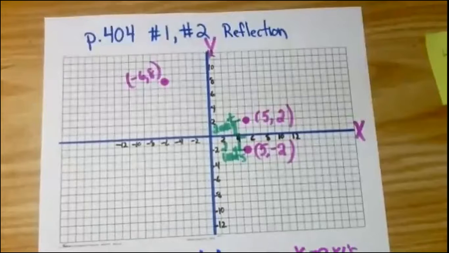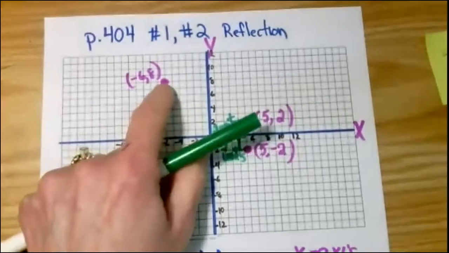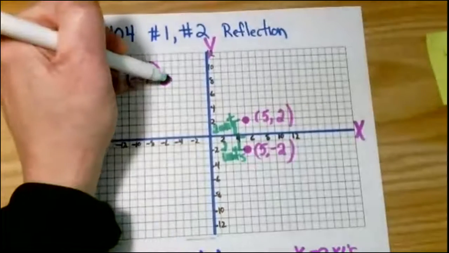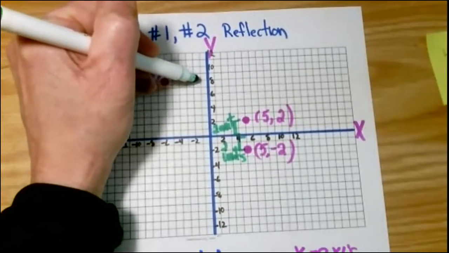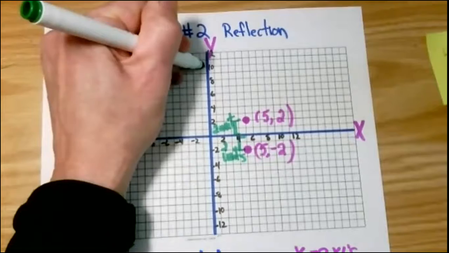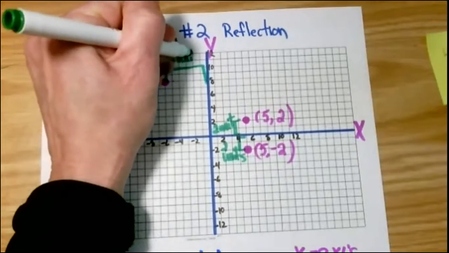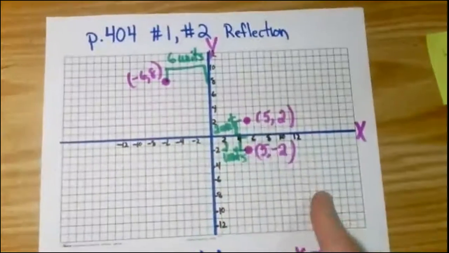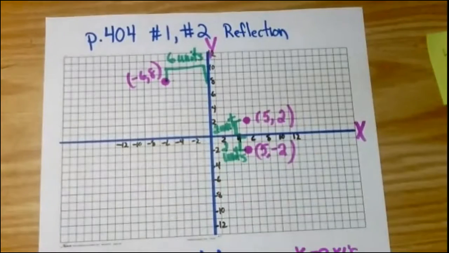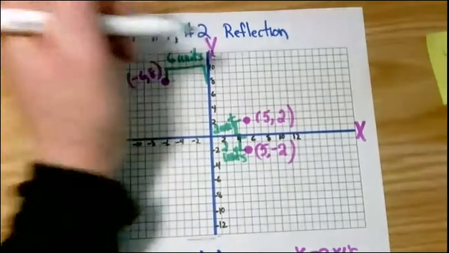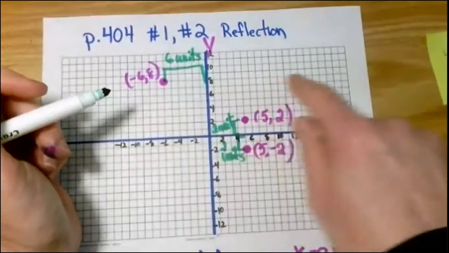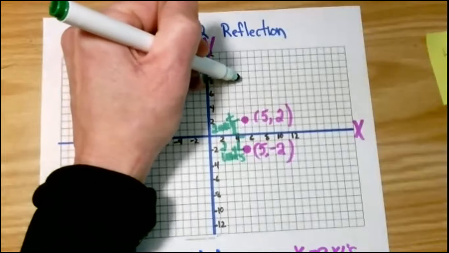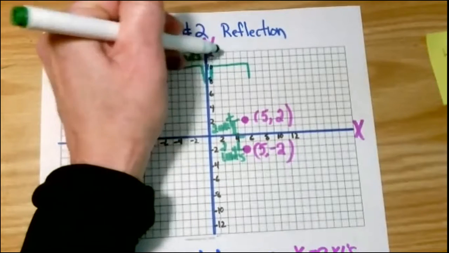So we have to count units. How many units are we from here to the y-axis? Well, let's count. 1, 2, 3, 4, 5, 6. We are 6 units from the y-axis. So we know that our point on the other side has to be how many units from the y-axis? Exactly, 6 units. It's going to stay on the same line. It's just going to be 6 units. 1, 2, 3, 4, 5, 6. That's 6 units.